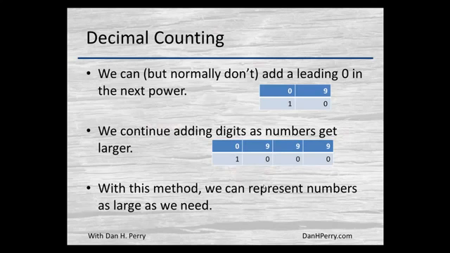Even with larger numbers, we repeat the same process. Now, we typically don't show leading zeros when we work in decimal. What we're going to find is working in binary, we will show those leading zeros.